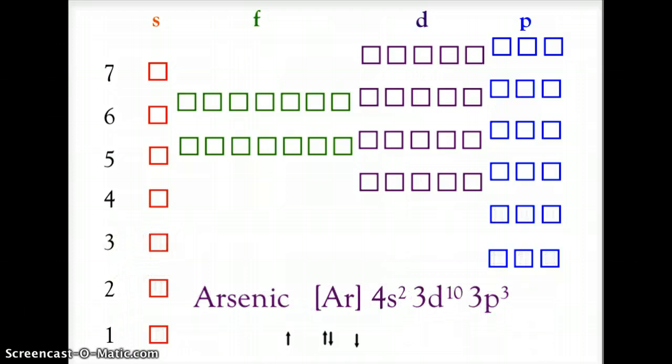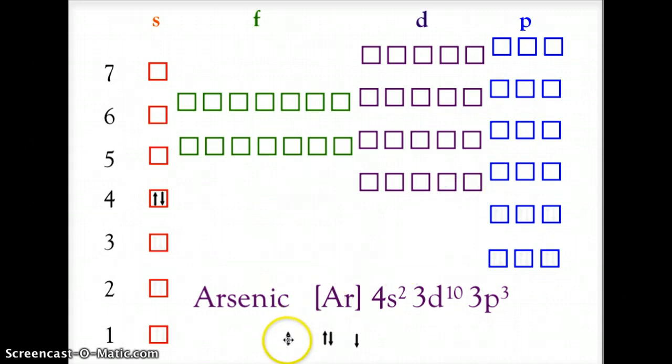Let's do one last example, and here we have arsenic. Arsenic is Ar for argon, 4s2, 3d10, 3p3. Now we know the argon is telling us that levels 1, 2, and 3 are all full. So I'm not going to fill those. I'm just going to go to the 4s level and we'll look at those electrons. So 4s2 has 2 electrons, a positive spin and a negative spin.